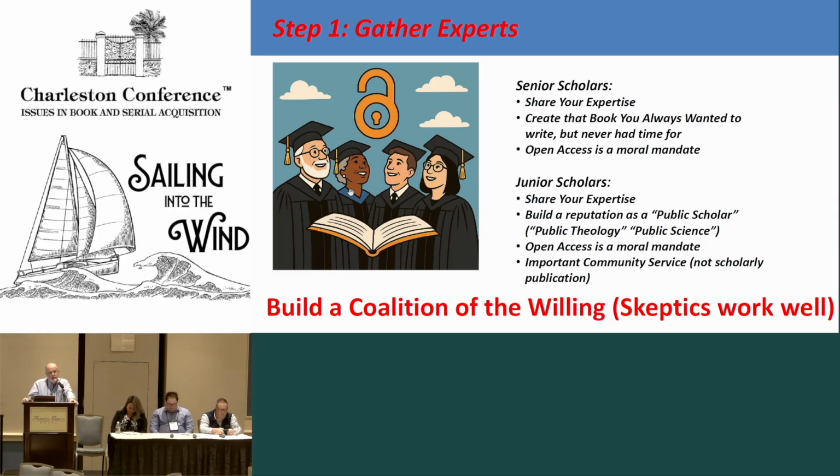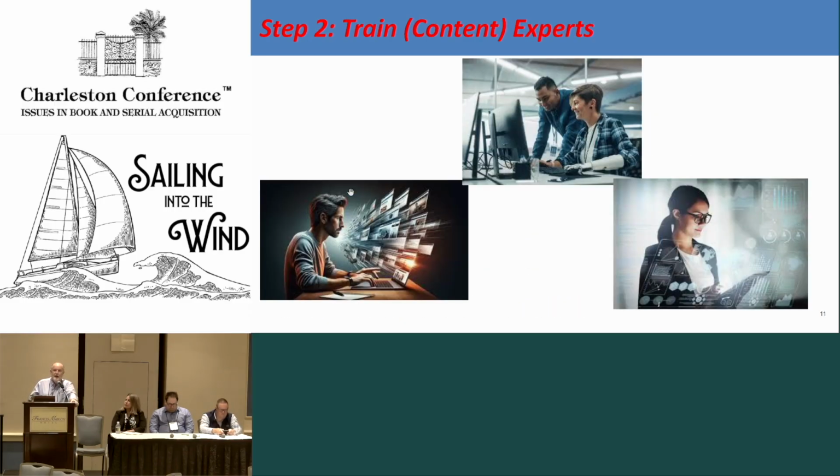For junior scholars, you make much the same pitch, but you can say, on your resume, you put this under the category of community service, not scholarly publication, so people understand that you don't think using AI is original scholarship, but public service still matters for your tenure and promotion. And that's what we call it, public theology and sometimes public science. Build a coalition of the willing, and skeptics work really well. If you have people who think, there's no way, if you know what you're doing, you can train them in using AI, and you'll have a convert, and converts are zealous.